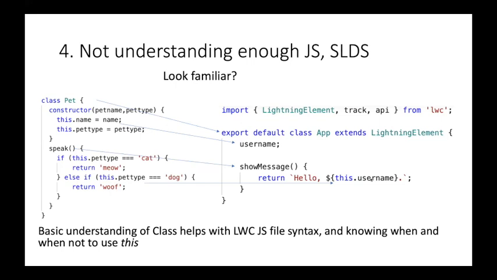And it's also really important that when you're referencing a property that you've created in your class, you have to access it with this dot. So the username is the property here. When I say hello, I want to say this dot username. So just understanding a class alone is a great example of how you can, if you know the JavaScript syntax, then LWC development is going to make more sense to you.